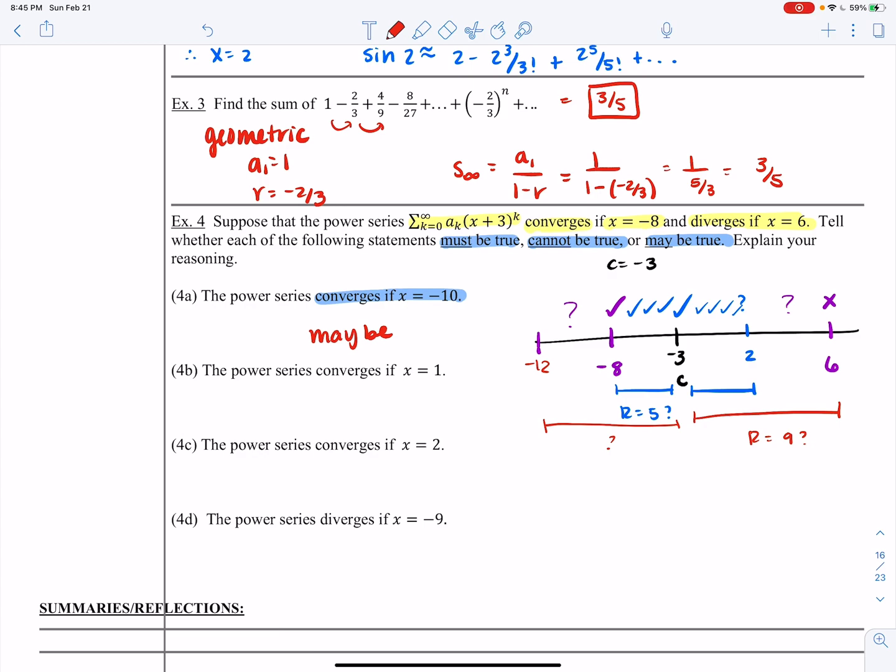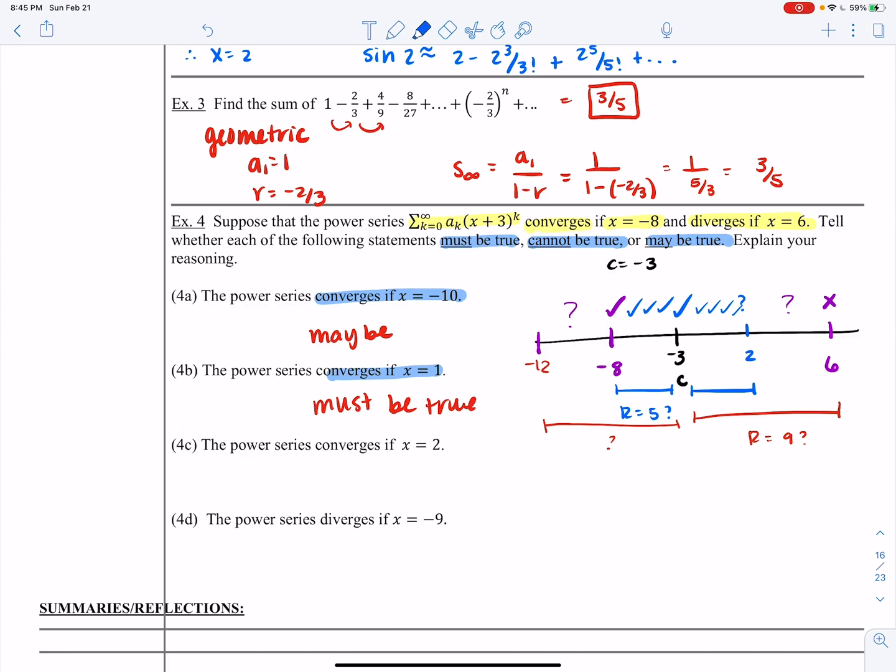Does the power series converge at 1? Well, that's a must. It must be true. How do I know that? Because if I already know that it converges at -8, it has to be 5 in both directions, no matter what.